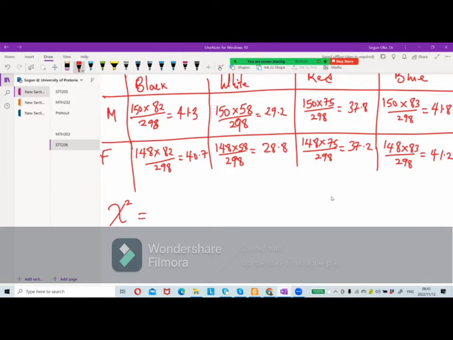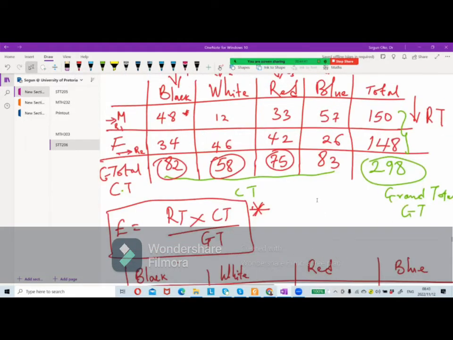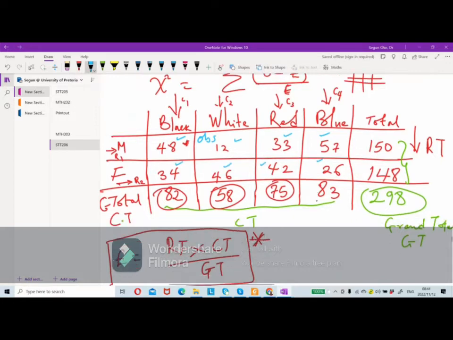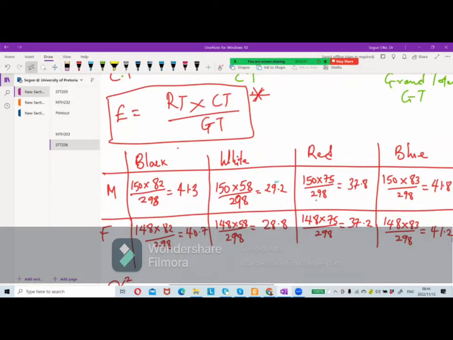The ones I've calculated are the expected values. Don't forget what is inside: all these values you see inside we call the observation. The one you will be given is the observation. Please take note, you are the one to calculate the E, which is expected. This is the expected value; the ones I'm ticking are the expected values for each of them.